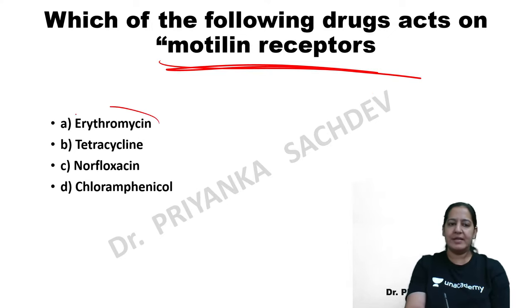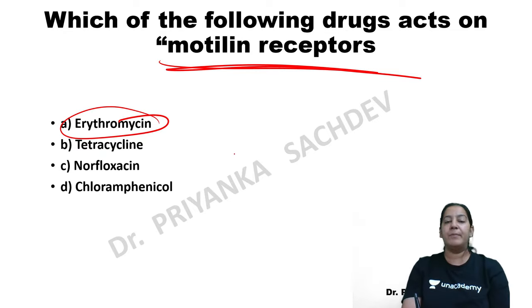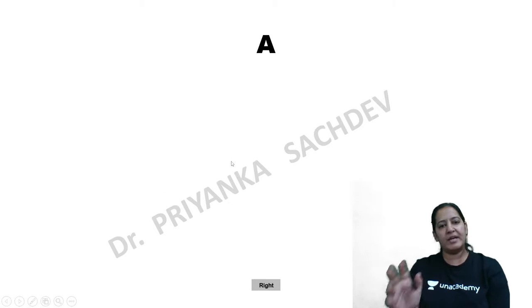So the answer is A, of course, erythromycin. All macrolide drugs will do that, but erythromycin is one of them. And because of acting on the motilin receptor, it increases the peristalsis and can cause spasmodic pain. So the correct answer here is A.